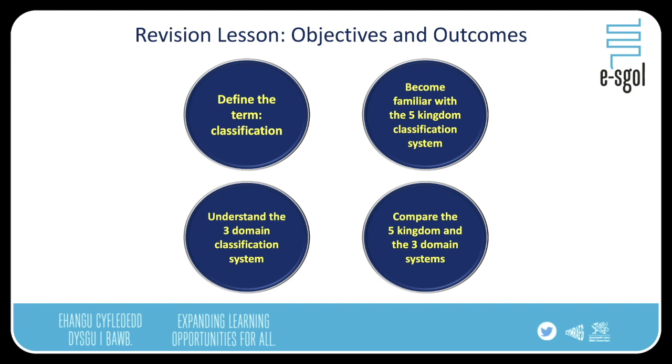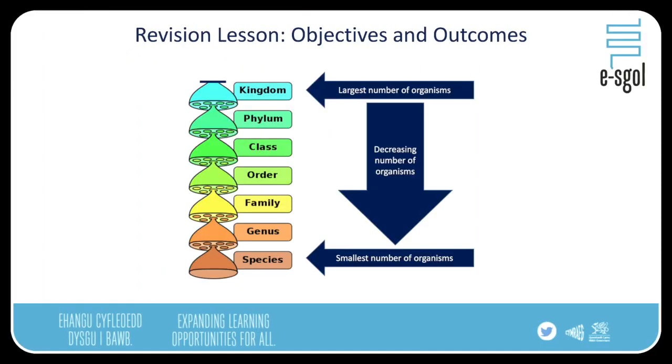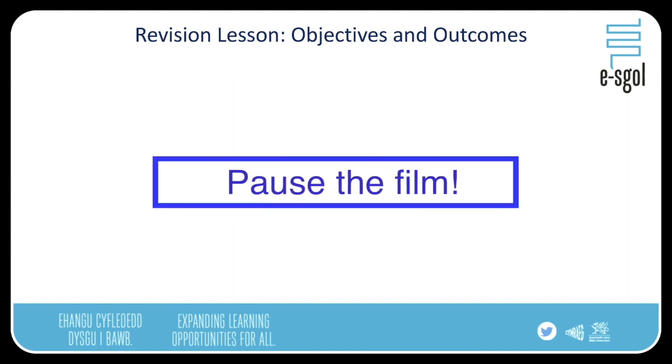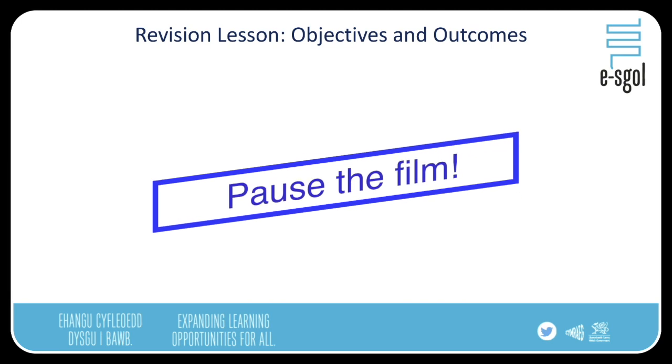At this point, it is useful to remember what we already know from GCSE. You should be familiar with classification and the five kingdoms of classification. You should remember that classification of living organisms is hierarchical, with the kingdoms having the greatest number of living organisms, and the number of organisms within each group decreases until species is reached. So, let's have a look at what classification means. Pause the film here and write down your definition of classification.